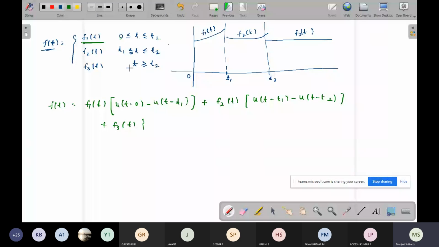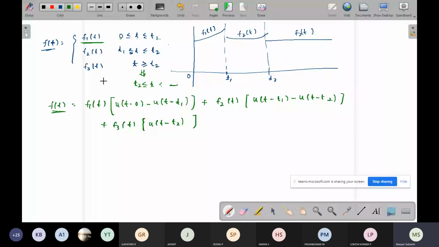You can simply take t2 this side. I'll just make you understand, t is nothing but like t2, and here the term is not given, so simply you can write u of t minus t2. Okay, now f1t. You have written any function which was given as a piecewise continuous function as the addition of its components using the Heaviside function. So this is the application of the Heaviside function. Any function, but it should be piecewise continuous, can be written as the addition of its components.